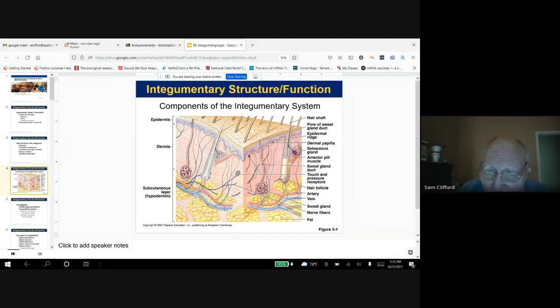Sebaceous gland produces sebum. The erector pili muscle causes hairs to stand erect so that you can trap air close to your body, close to your skin, so you can get warm. There's a sweat gland duct. There's touch and pressure receptors. There are hair follicles where the hairs grow. There's arteries, veins, sweat glands, nerve fibers, and in the hypodermis, fat.